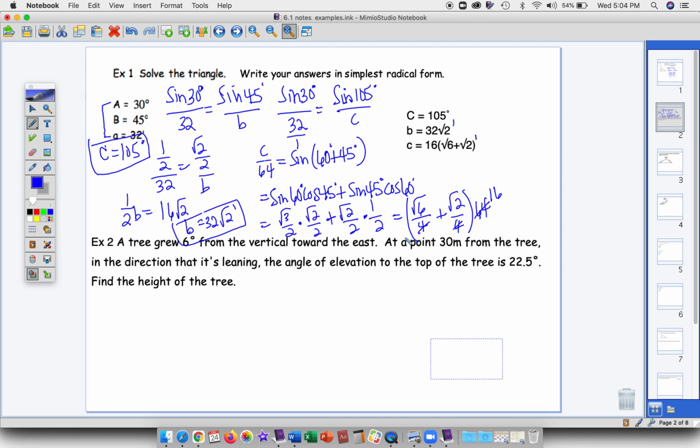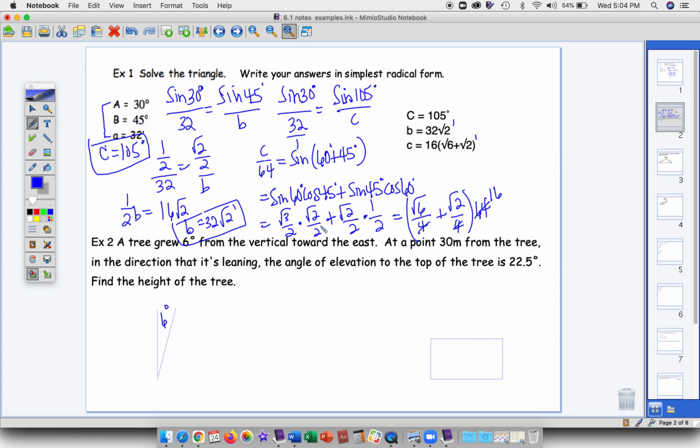And here we go. So we have a word problem. A tree grew 6 degrees from the vertical toward the east. So let me sketch that in. I'm just going to draw my tree as a vertical line. I'm not going to get real fancy here. It grew 6 degrees, which I'm going to over exaggerate just so I can fit my 6 in there. So that's my 6-degree angle. And that looks like a blob there. Let's try again.